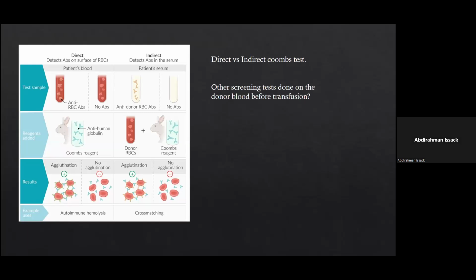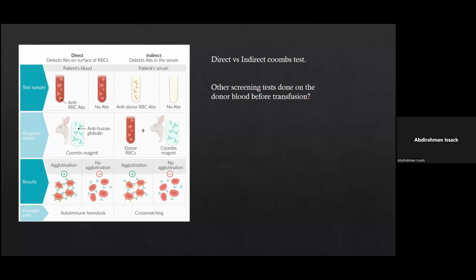Here I was trying to show the difference between the direct and the indirect Coombs test. What are the indications for the Coombs test? Anyone can answer? This one I think you've done in hemolytic anemias as well. The indications of Coombs test. Just checking for the autoantibodies towards the RBCs. Okay. In hemolytic anemia, for the autoimmune hemolytic anemias, yeah.